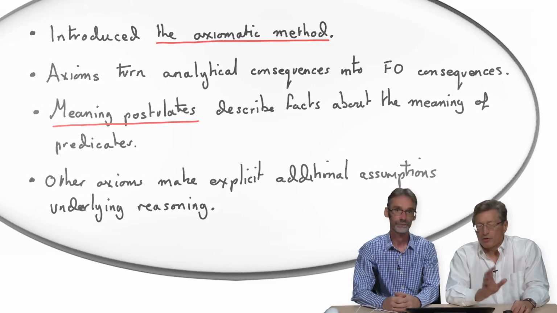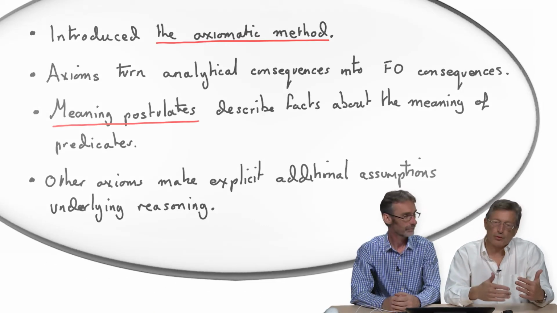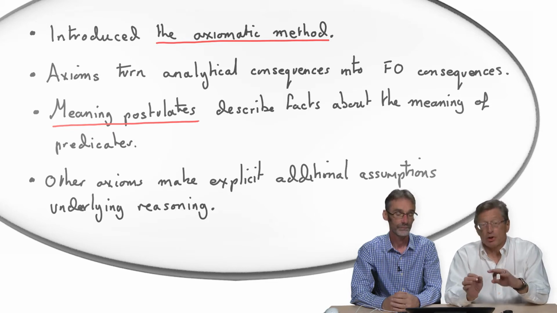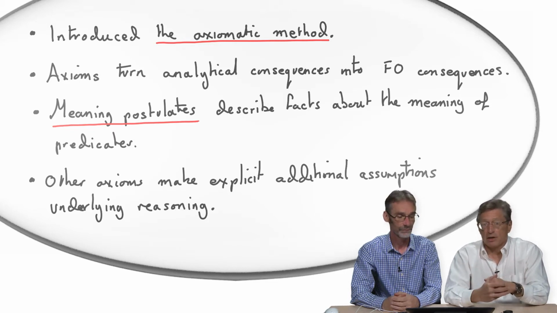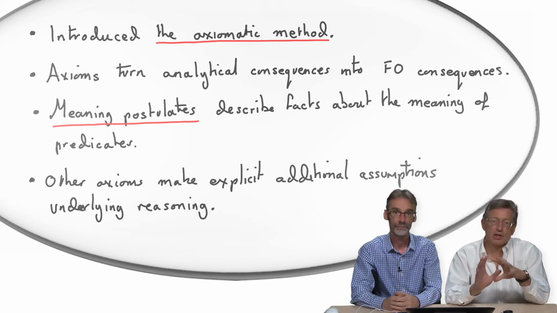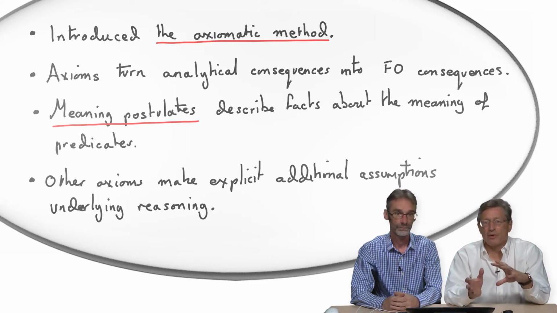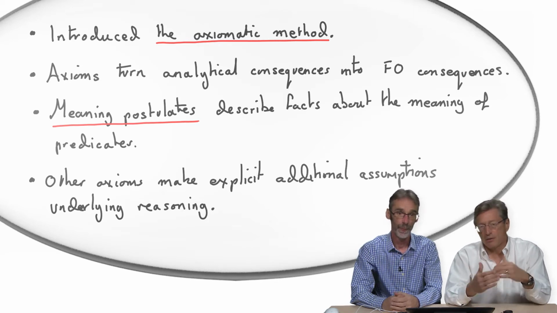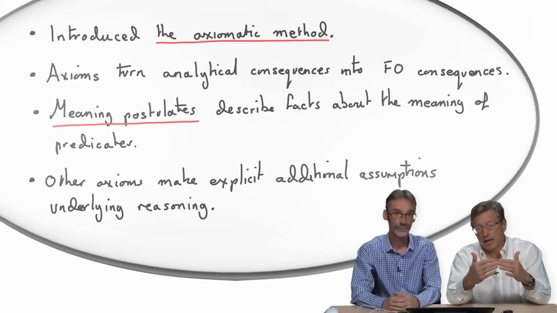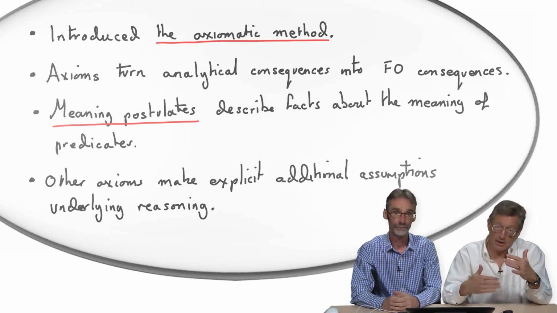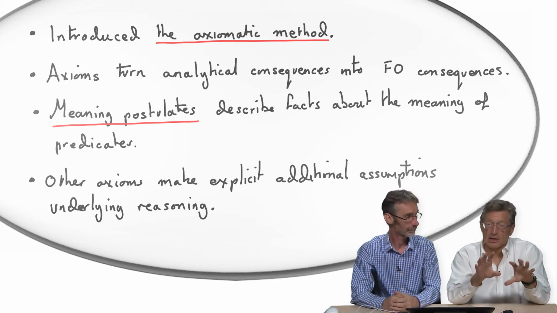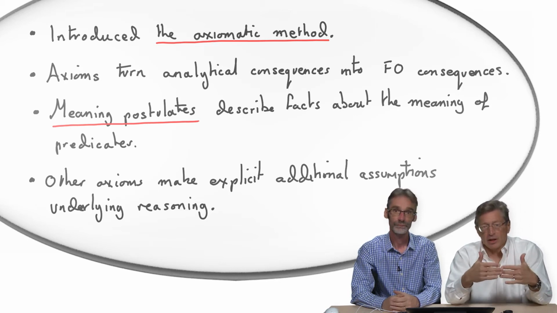So let me summarize what we've talked about today. We've introduced the notion of the axiomatic method. Now, we originally motivated it by talking about meaning postulates. These were just claims that described important facts about the meanings of the predicates that were contained in the claims. And using these meaning postulates, it allows us to turn analytic consequences into first-order consequences because we express those important facts about the meanings. But really, the axiomatic method is actually more general than that.